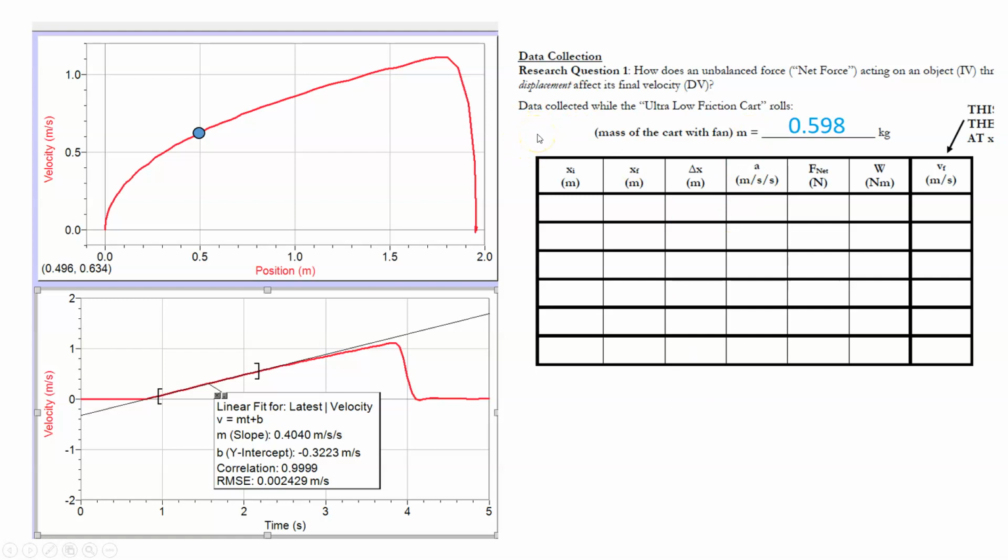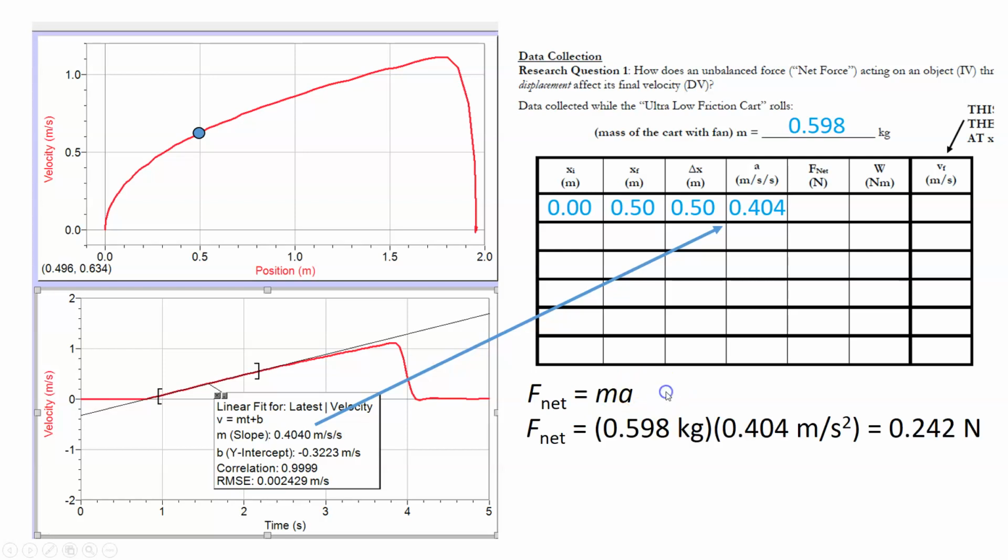We're considering the interval, or the displacement, in which the initial position was 0 and the final position was 0.5. Final minus initial, you can see, is half a meter. The acceleration is going to be obtained from the slope of the velocity versus time graph. We're then going to use that acceleration the same way we did in the introduction. Multiply the mass times the acceleration, the mass from up here, the acceleration observed from the graph, to get the net force, and that net force will populate that cell.